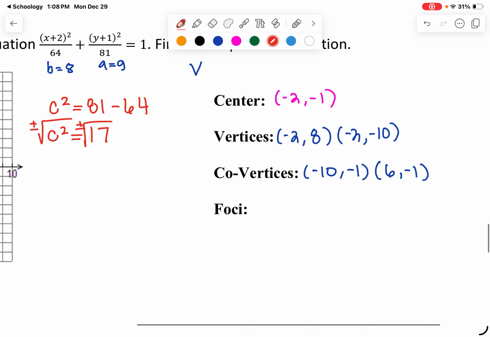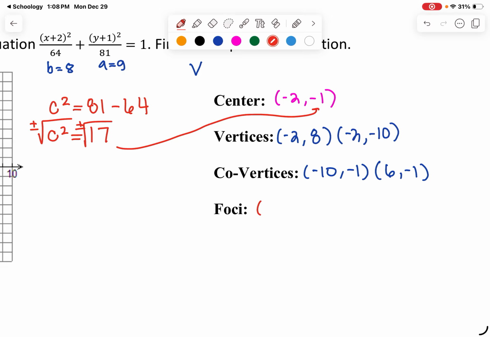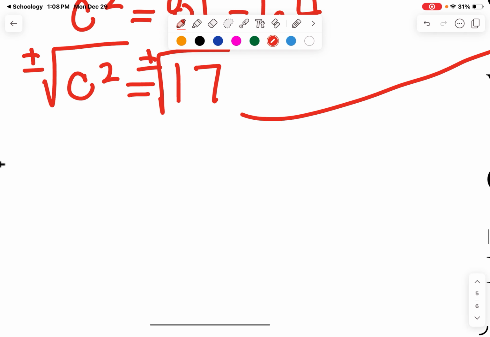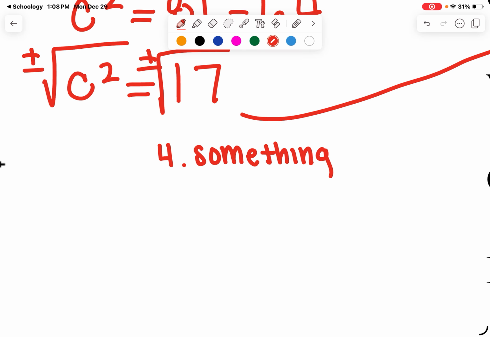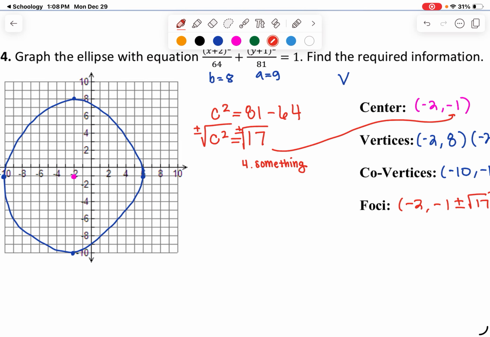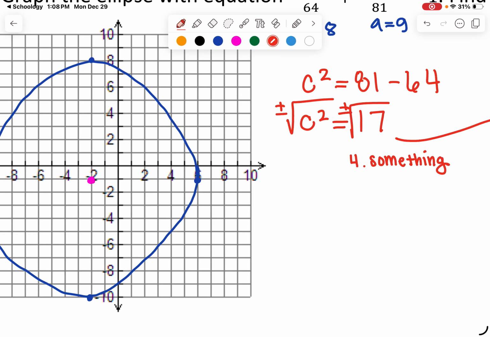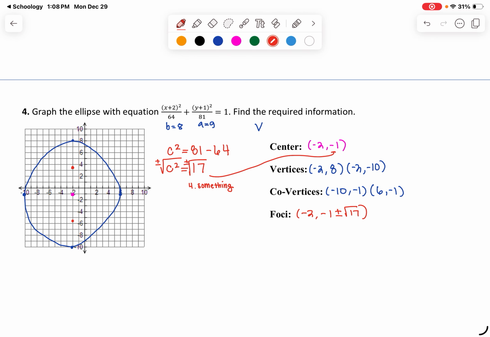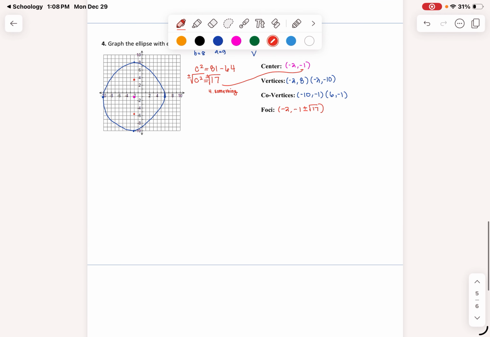From my center, I'm moving up and down, right? So negative 2 is staying the same. From negative 1, I'm moving up and down root 17. And now I actually have to graph those, okay? So I need to approximate root 17. It's a little bit more than root 16, so this is 4 point something. So from my center, since this is vertical, I'm moving up 1, 2, 3, 4, and a little more, and then down 1, 2, 3, 4, and a little more. Okay, that's it. All right, so that's graphing ellipses. Tomorrow we move on to writing equations.